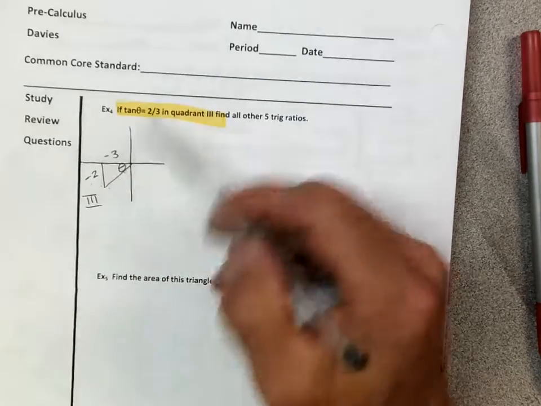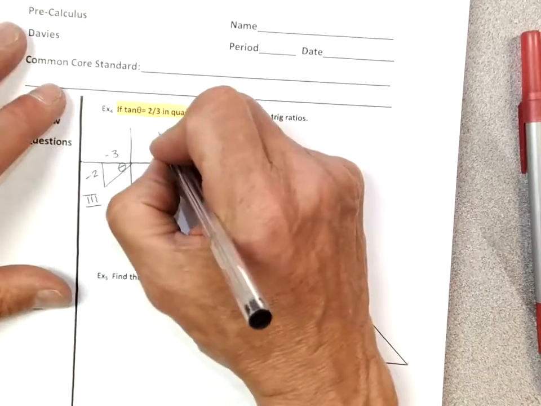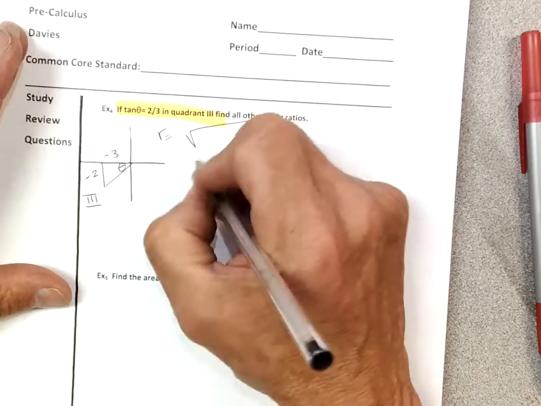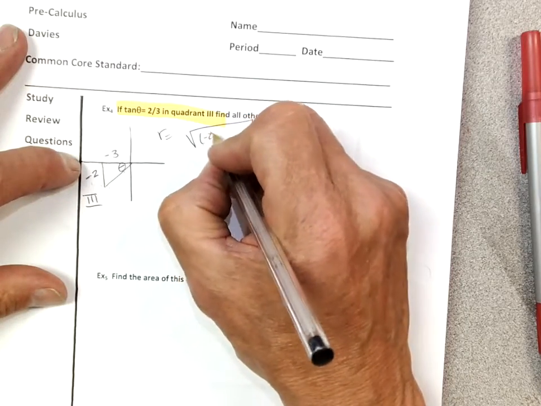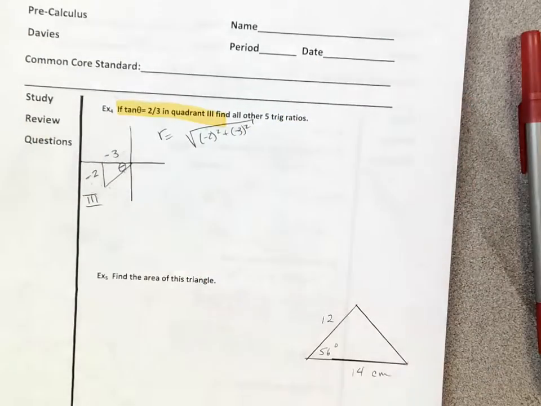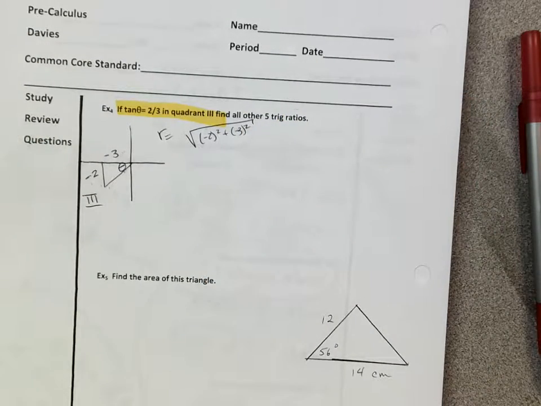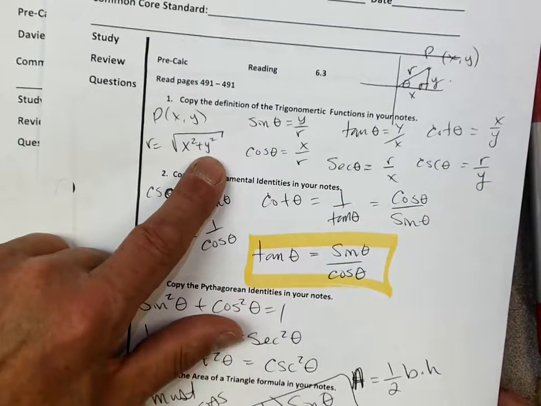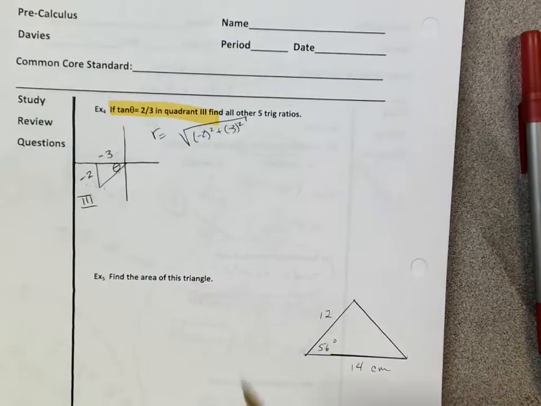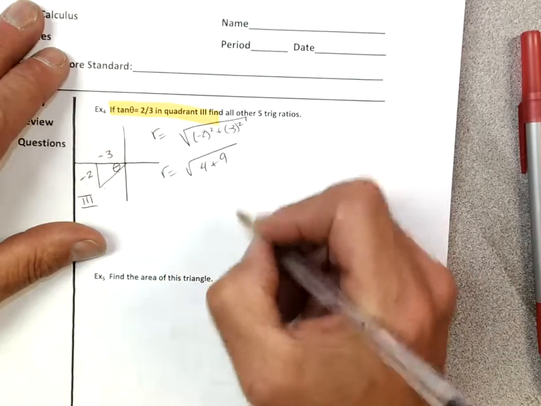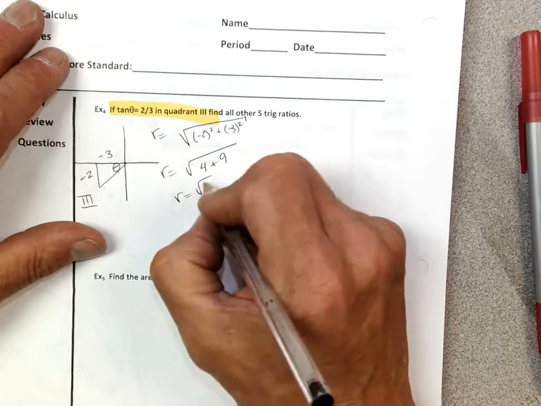Now I'm missing the radius, r. So let's find r. By Pythagorean theorem, r is equal to the square root of negative 2 squared plus negative 3 squared. Again, my identities reading tells me r is the square root of x squared plus y squared. So r equals the square root of 4 plus 9, which is the square root of 13.